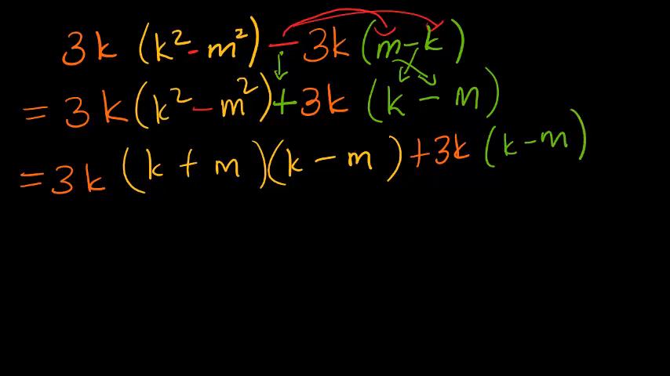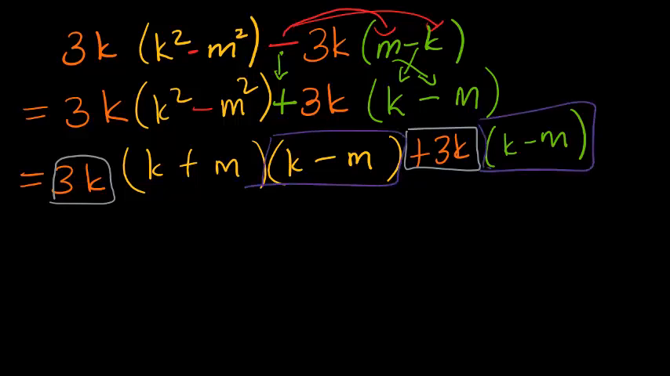Alrighty, now I can look for common factors, and I can see that I've got 3k and I've got 3k, so that's one common factor. But I also have another common factor, and this is k minus m and k minus m. So I am going to take both common factors out. I'm taking out 3k and I'm taking out k minus m. Those are the ones I am taking out of the bracket.